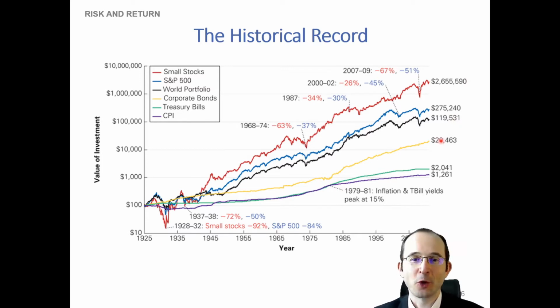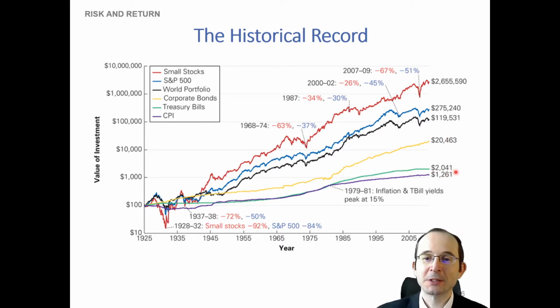And if you invest in corporate bonds, you get about a fifth of that, so you only get about 20,000, and you can see that the volatility of your investment in corporate bonds is generally lower also. And if you had invested in T-bills, there's really hardly any volatility to that investment. But for your $100 investment, you end up with only $2,000 by the end of 2011. Though you still come out ahead of inflation, where essentially $100 in 1925 would be worth about $1,200 just due to the price appreciation of, or I guess depreciation of a dollar in 2011.